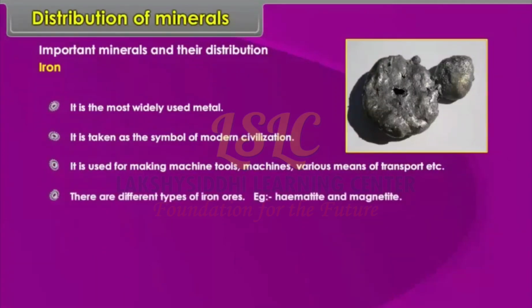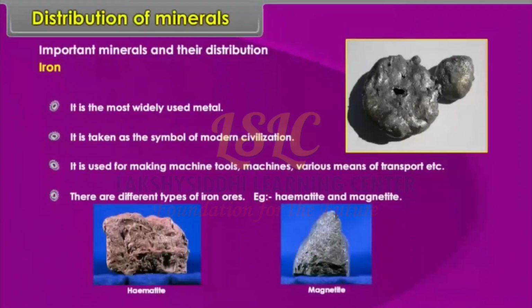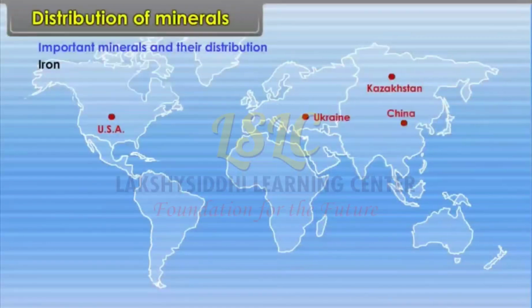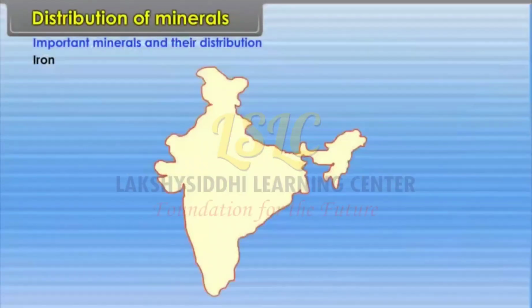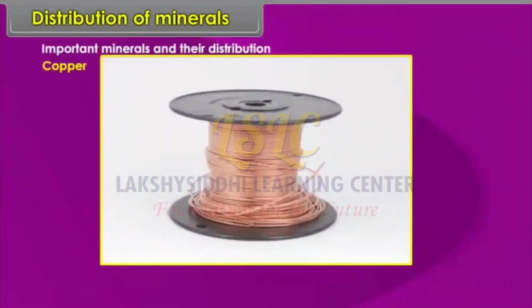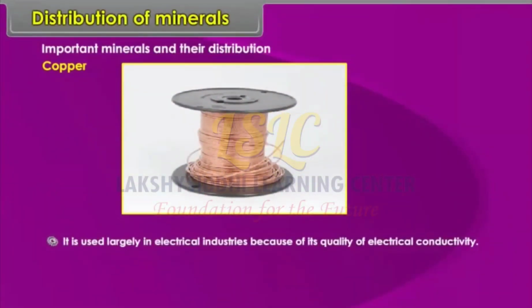There are different types of iron ores. Example: hematite and magnetite. Location: World: Ukraine, Kazakhstan, USA, China, India, Brazil, France, Germany, South Africa, etc. In India: Jharkhand, Orissa, Chhattisgarh, and Madhya Pradesh. Copper. It is used largely in electrical industries because of its quality of electrical conductivity.